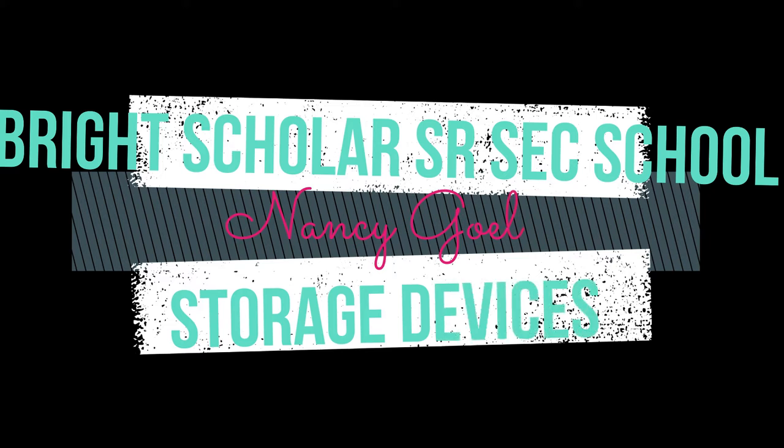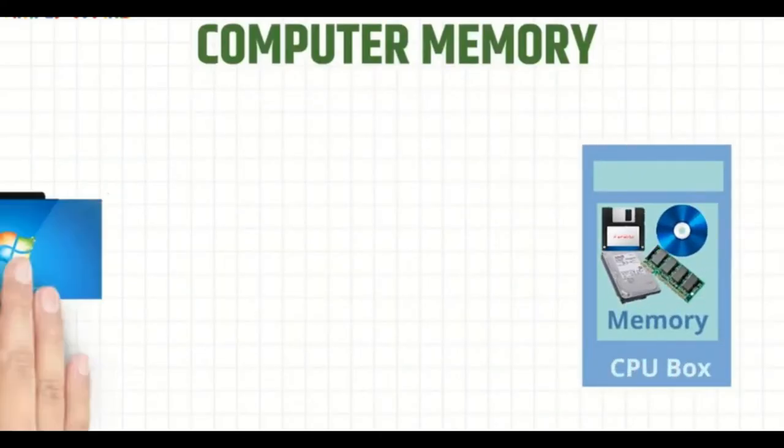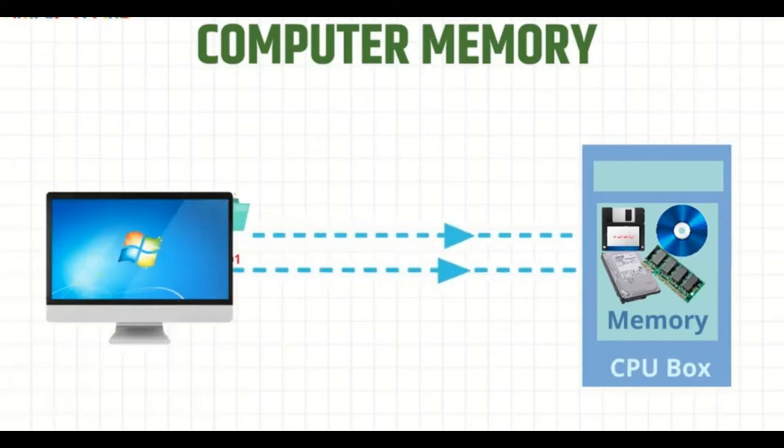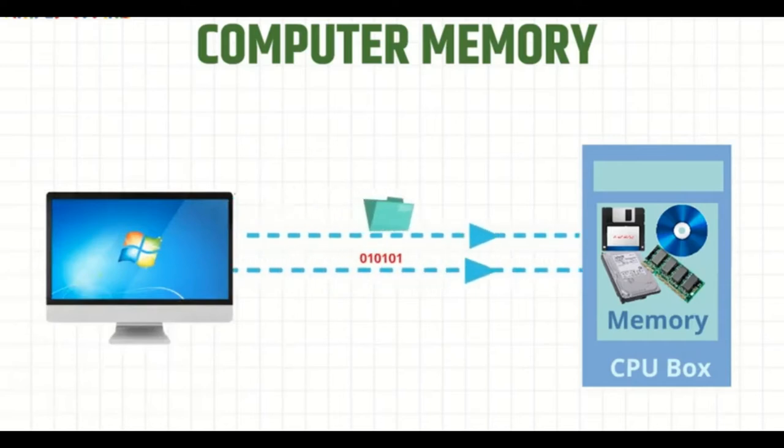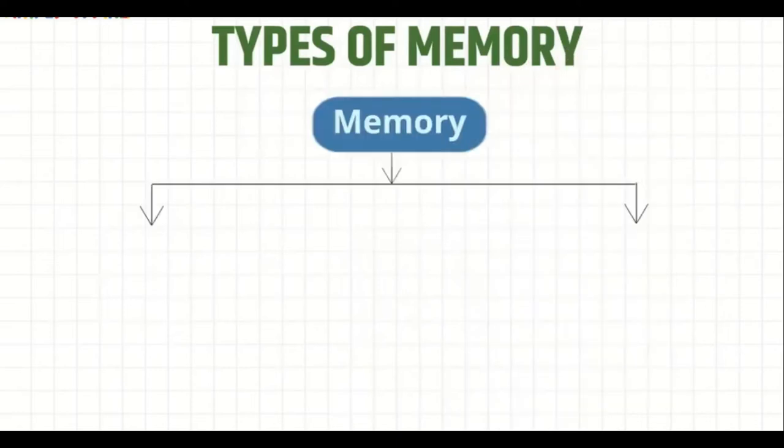Today's topic is Storage Devices or Memory Units. The data and instructions that are entered into your computer system through the input unit are stored inside the computer in some storage media. This storage media is known as memory. There are two types of memory.